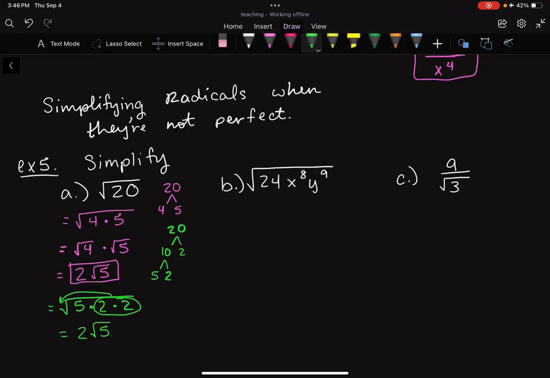Okay, let's do part B. So now we have multiple things in here. So if you want, we could break it up and treat it all separately, or we can work with it all together. It's a little bit up to you and what your preference is in showing work. I'm going to break them up so that I can show you one by one how we're going to do each one. So this is the square root of 24 times the square root of x to the 8th times the square root of y to the 9th.